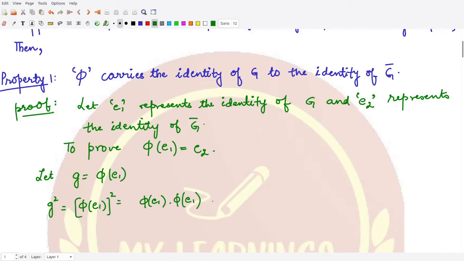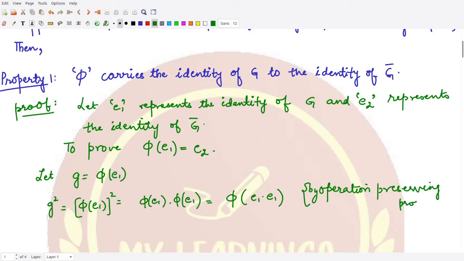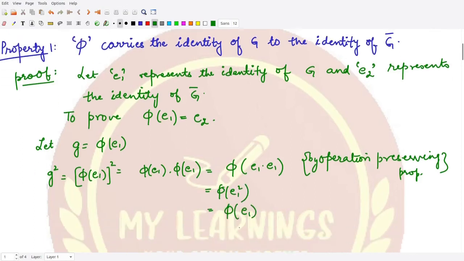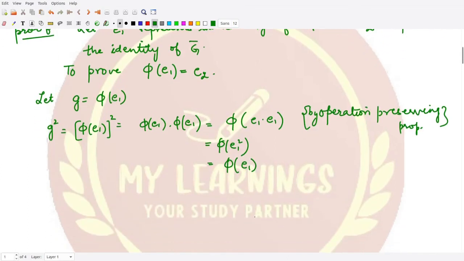So what does it mean? It means that we can combine this E1 into E1. Why? Because we have the operation preserving property. So what is this? This is phi of E1 squared. What is E1 squared? The square of the identity is the identity only, so it is phi of E1. And what is phi of E1? We have assumed this to be G, so we obtained G squared is equal to G, right?